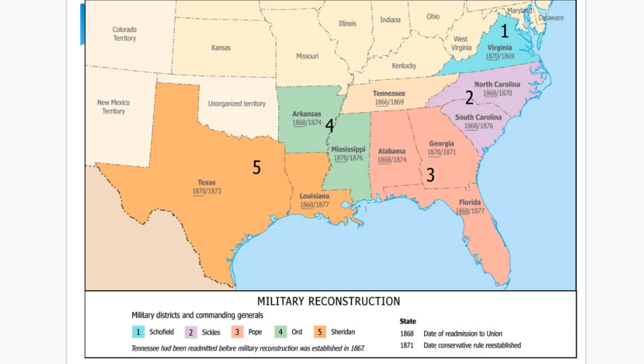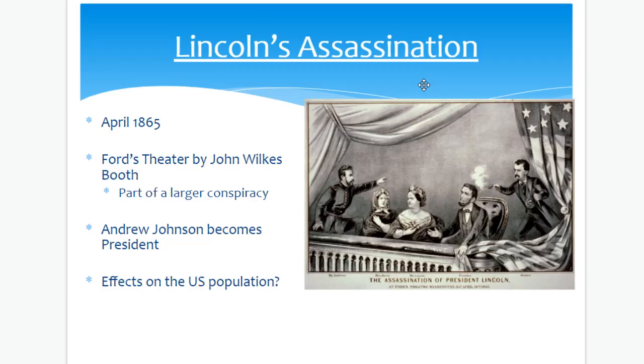So here's a map of the military reconstruction zones that you see. First, of course, you have number 1, which is up here in Virginia. 2 is the Carolinas. 3 is Alabama, Georgia, and Florida. 4 is Arkansas and Mississippi. And then 5 is Texas and Louisiana. The only state of the Southern Confederacy that was different was Tennessee, because it was readmitted before military reconstruction was established in 1867. Again, the states that were closer to the Mason-Dixon line were able to have more of an impact on the changes, with the exception of Virginia because of the harsh history.